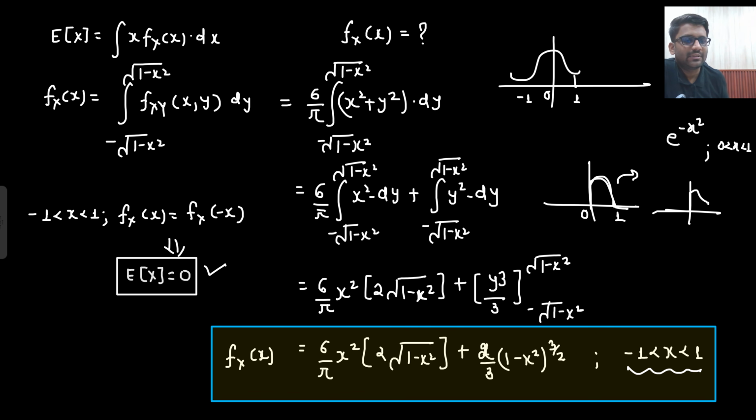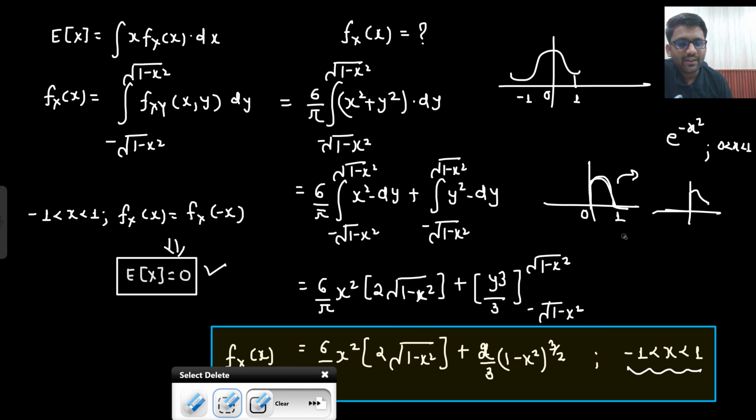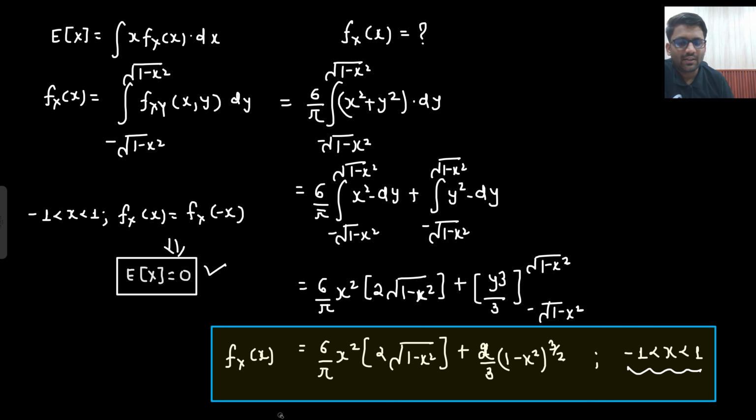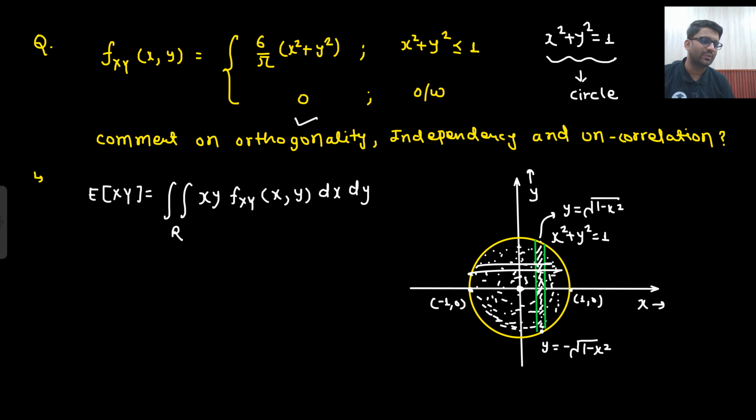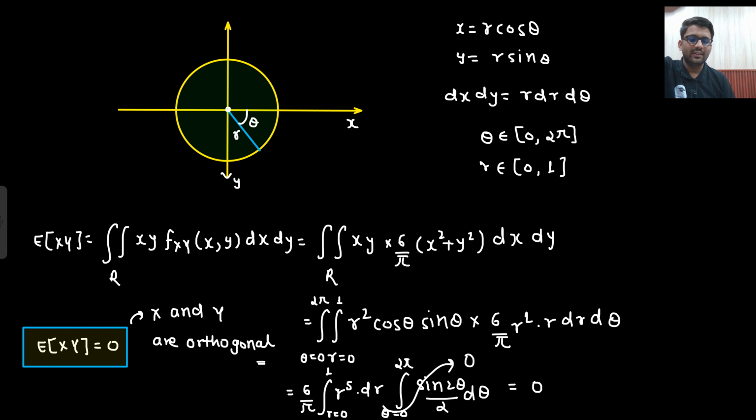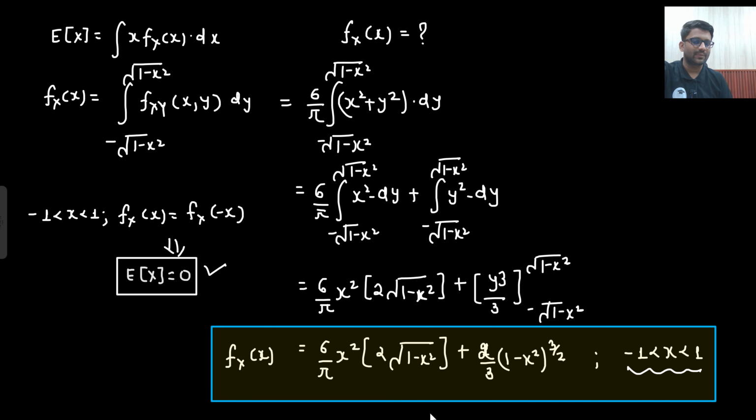And if it is symmetric, that means its expectation is 0. The same analysis you can do for y as well. You need to find fy of y. Then what will you do? You will put the limit of x. How will you put the limit of x? In this direction, you will put the limit of x. So what will the limit of x be? The limit of x would be from minus under root 1 minus y square to under root 1 minus y square. Exactly the same expression will come.